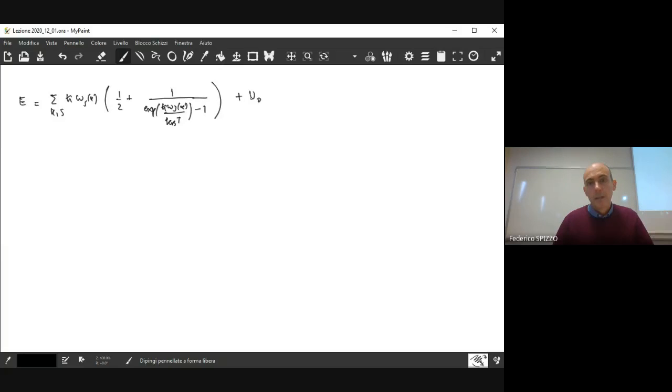From now on, I will neglect U0, since I will concentrate on the temperature dependence of the energy, because I need that to evaluate the specific heat. So I will neglect U0, because U0 has no temperature dependence. I will also neglect 1/2, because if you split this sum into two pieces, the sum where you have just the 1/2 term does not depend on temperature. So the only term that changes with temperature is the one where we have the Bose-Einstein distribution function.